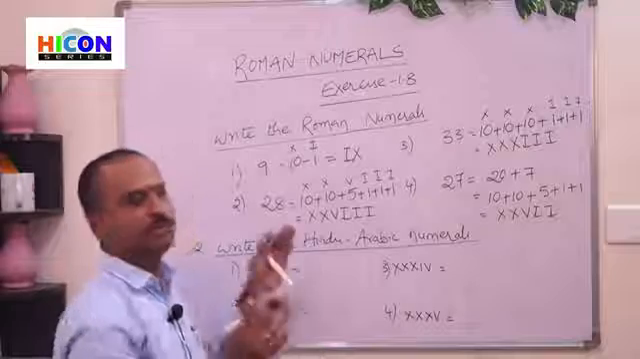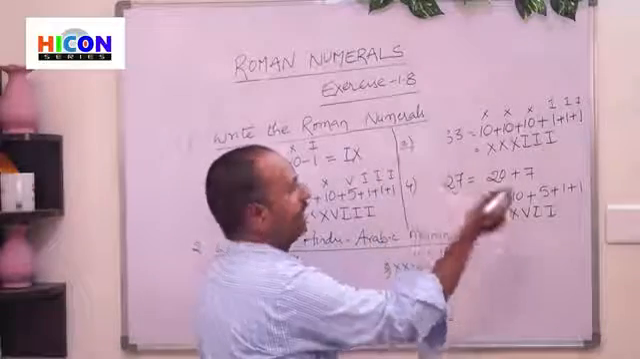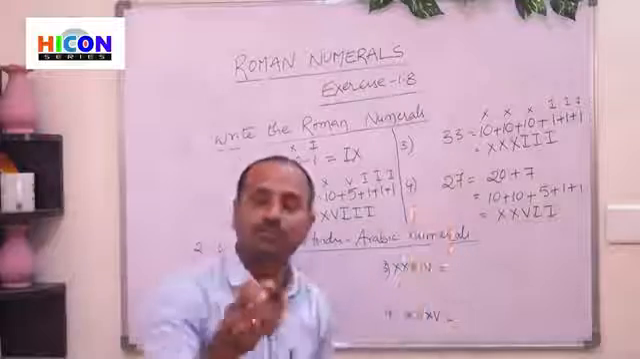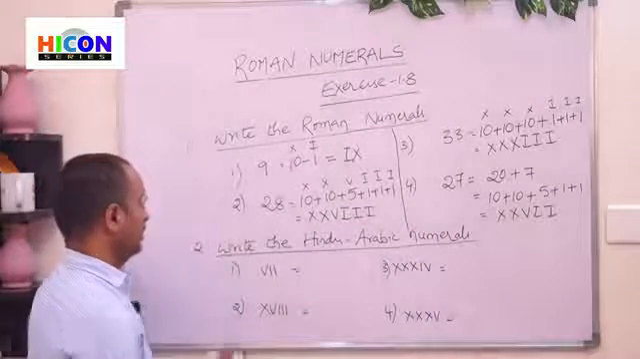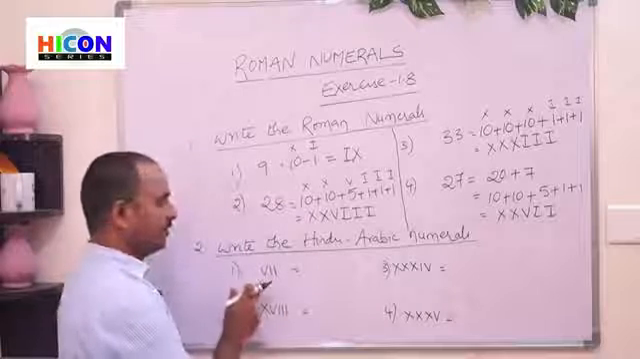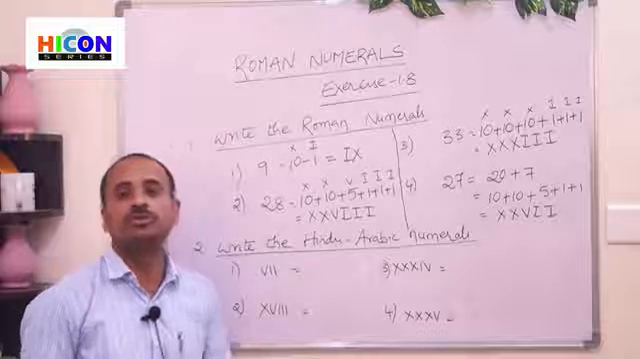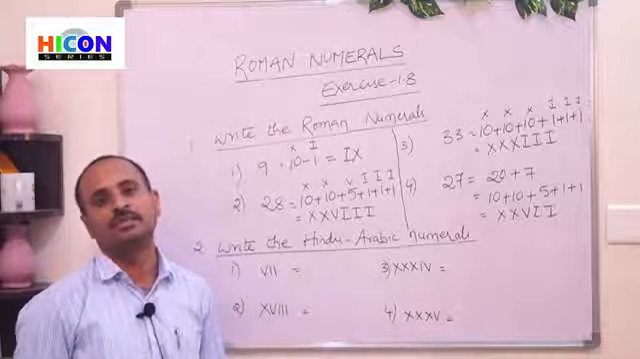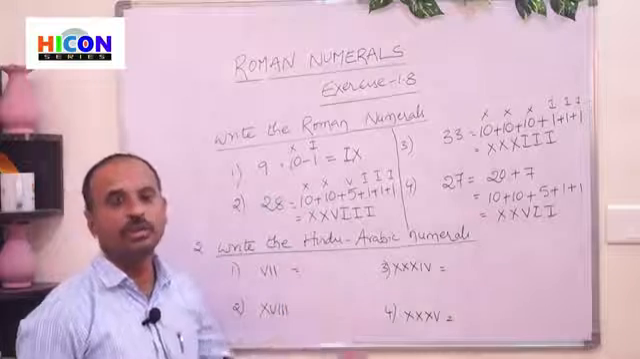First we have to split the given Hindu-Arabic numbers into tens, fives and ones, 50s, 100s like that. So children, see the second section: write the Hindu-Arabic numerals for the given Roman numerals. We have to follow the 4 rules we have already discussed previously while converting the Roman numerals into the Hindu-Arabic system.